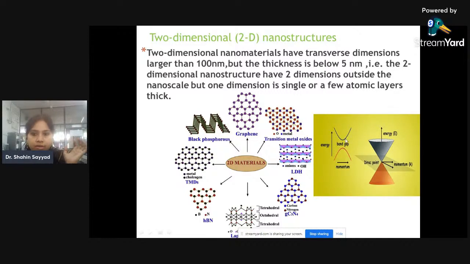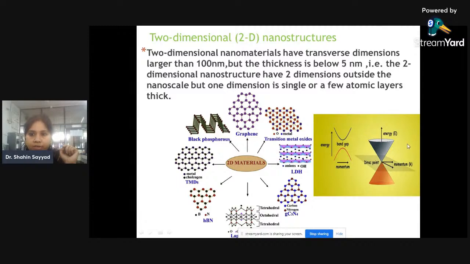For example, if you consider a graphene sheet, this diagram represents the band structure of graphene at the bulk level, and this is at the nano level. What happens when we move towards two dimensions? There is a change in the periodicity, always in two directions. The periodicity in the transverse direction is reduced, and because of this the band structure, which was earlier parabolic, shifted to a conical shape.